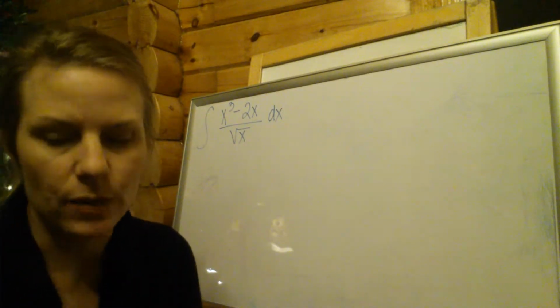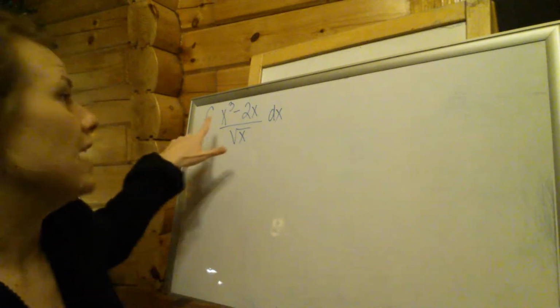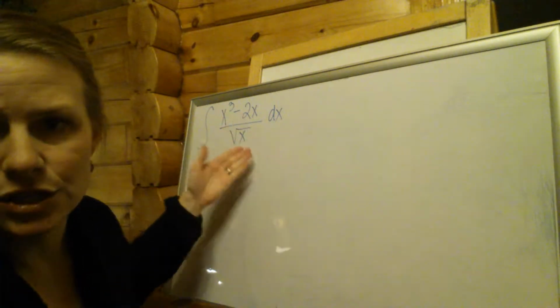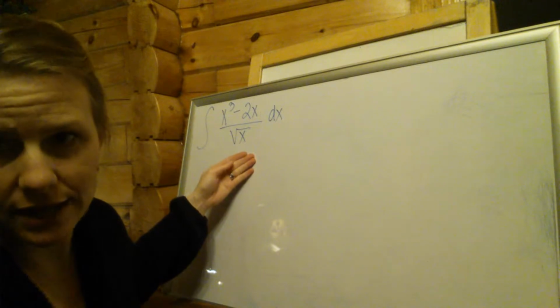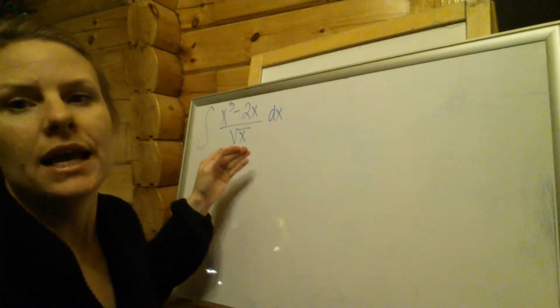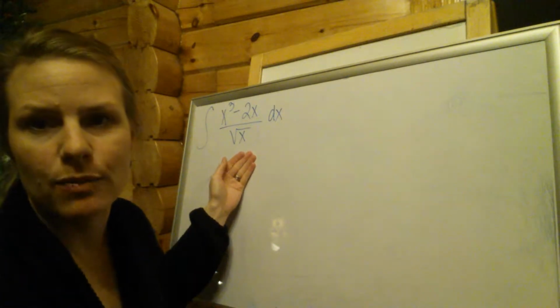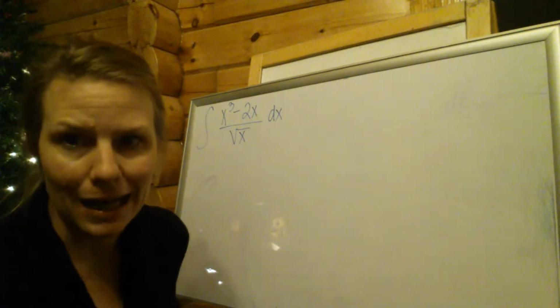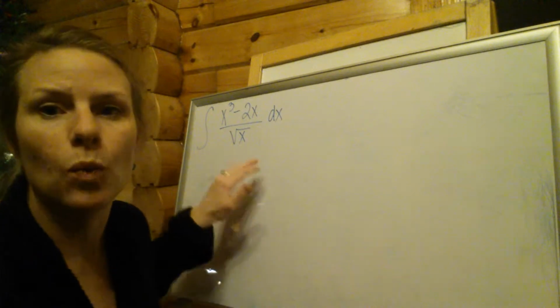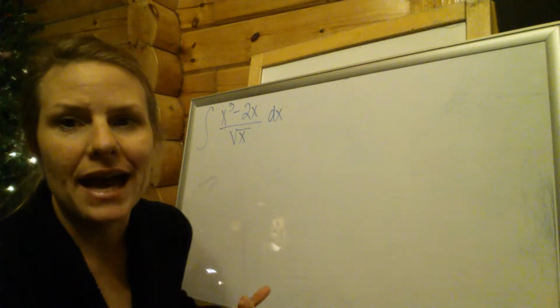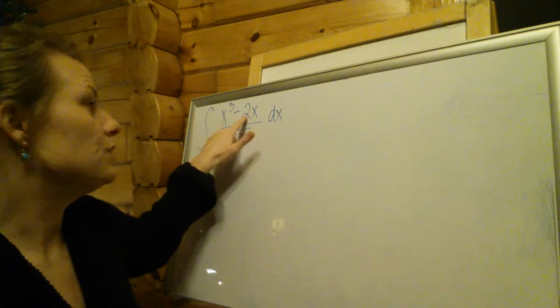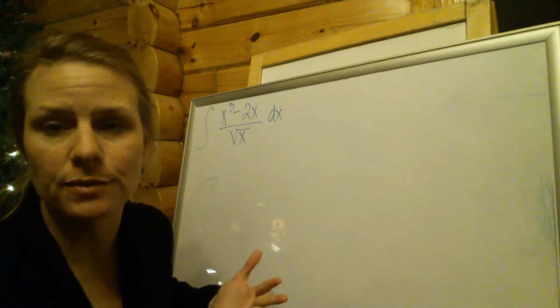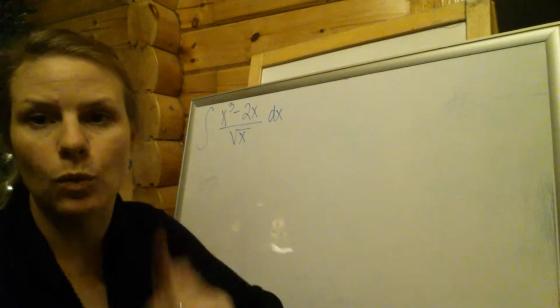Okay, so if you can see that, what I have written is x cubed minus 2x over the square root of x. I'm going to take the integral of this. Now, this is a good example of a problem where you have a fraction with more than one term on top divided by one term on the bottom. You might have two terms, three terms, four terms on the top, but it's divided by only one term.